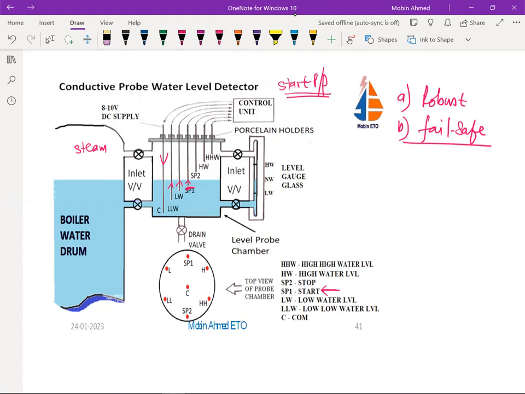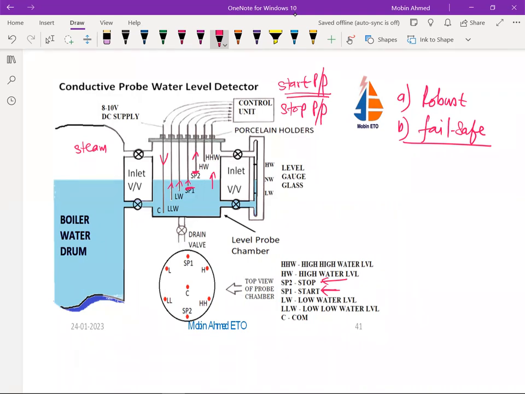So now the water is going to come up, and when it is going to touch this SP2 water level, now what will happen in this case? Again, the current is going to flow in this. Once the current starts flowing in this, it is going to give the stop signal. So the pump is going to be stopped.